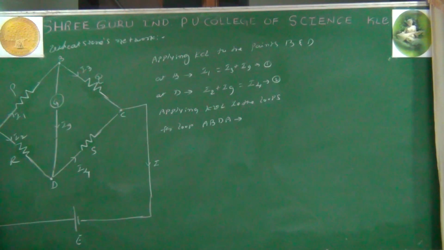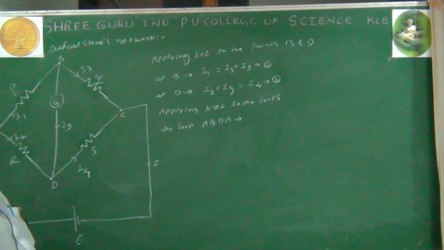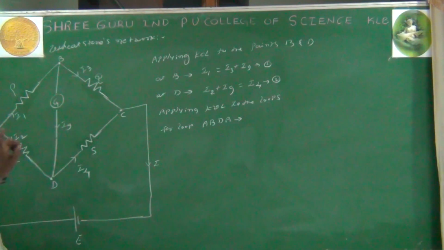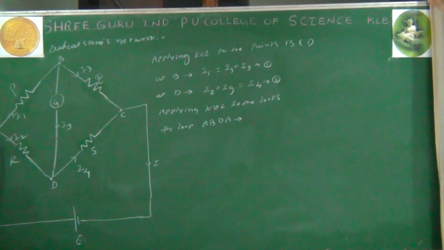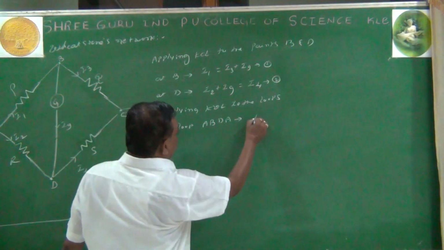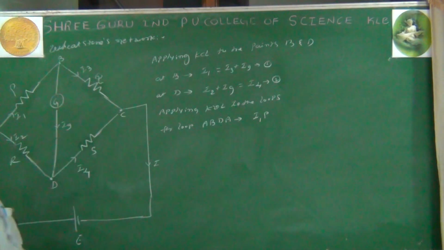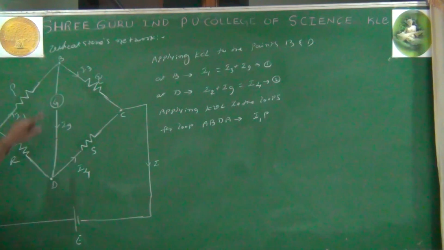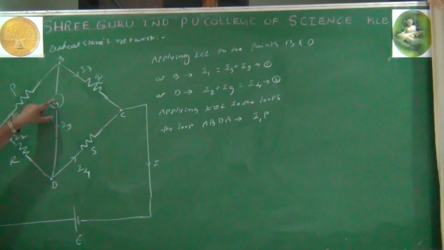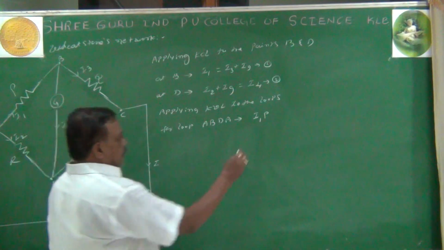We take the sign convention of EMF as well as IR product. First, sum of IR product equals sum of EMF. I go for the KVL application here. I am tracing the path from A to B. When you trace the path A to B, the current is also moving along your direction of tracing. Hence, the IR product is taken as positive. Then I1P. Next, B to D. While moving from B to D, the current is also along with you. Then the IR product is taken as positive. Ig into G.